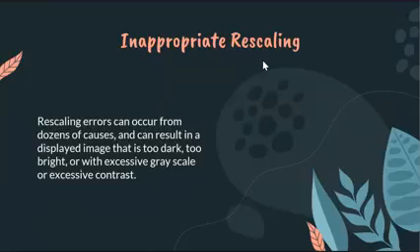And inappropriate rescaling, the last one. Rescaling errors can occur from dozens of causes and can result in a displayed image that is too dark, too bright, or with excessive grayscale or excessive contrast. Rescaling or histogram analysis errors are less common with DR systems because they include only the exposed pixels in the image database, whereas CR systems begin by scanning the entire plate and then trying to sort out exposed fields from unexposed portions of the plate.